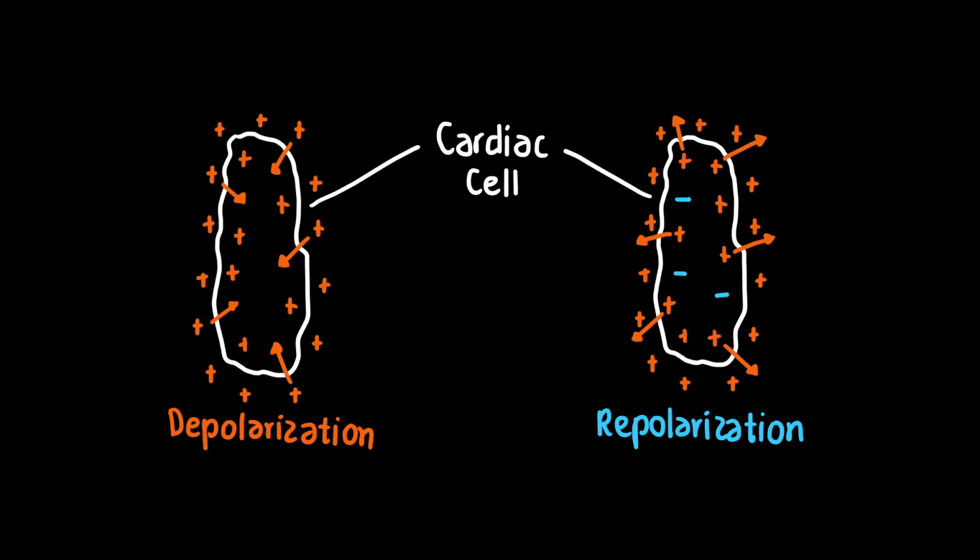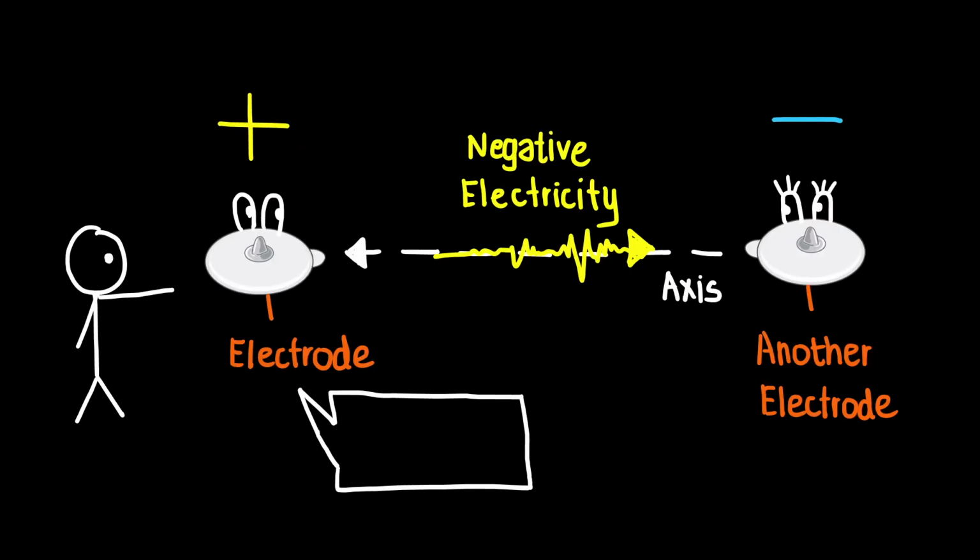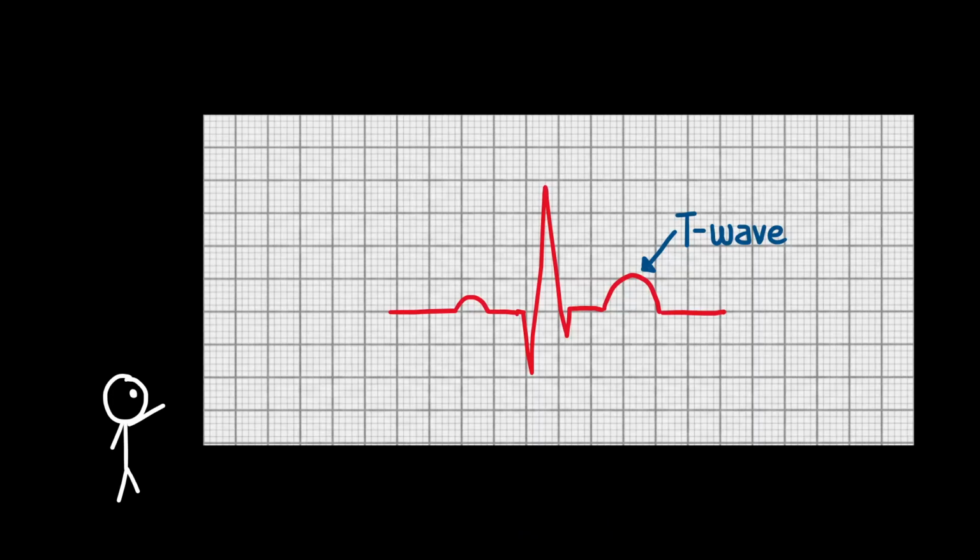Now here is the answer to the question. A negative wave moving away from the positive electrode produces a positive deflection on the ECG. So even though repolarization is occurring as a negative electrical wave, the T wave in most leads appears upright.